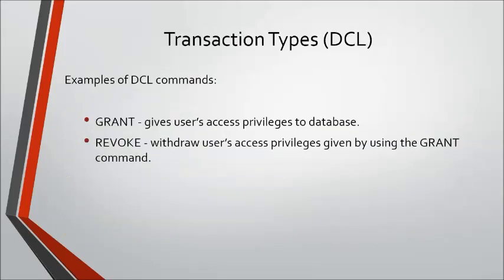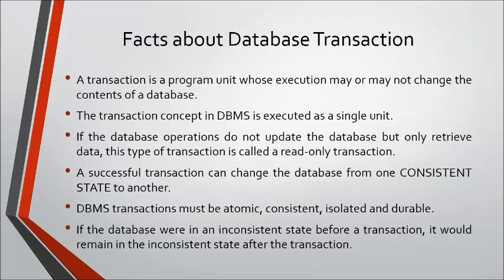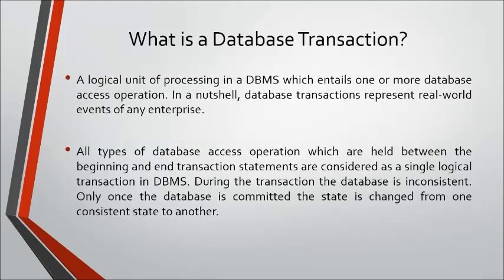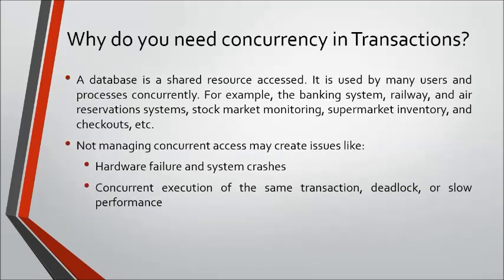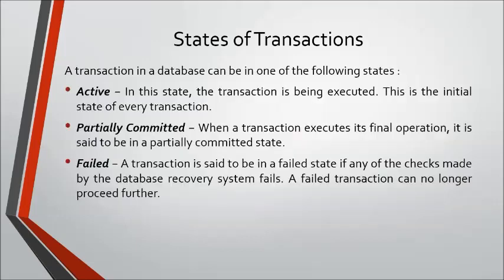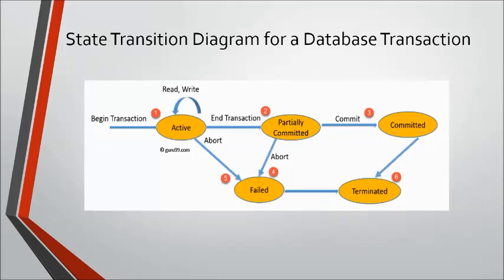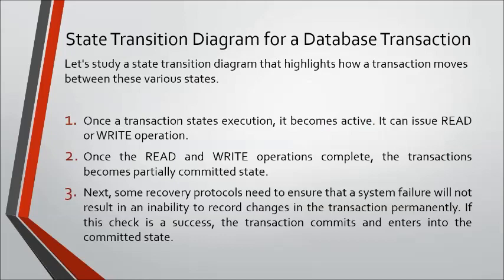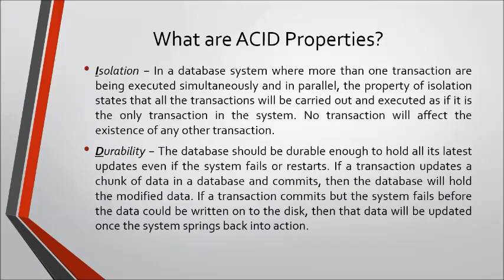So now let's review what we have discussed today. So first, we defined what a database transaction is. Next, the various facts about database transactions. Why do we need concurrency in transactions? And then the various states of transactions like active, partially committed, failed, aborted, and committed. Next, we also provided a state transition diagram for a database transaction. Next, we have defined and discussed what the ACID properties are, which are atomicity, consistency, isolation, and durability.